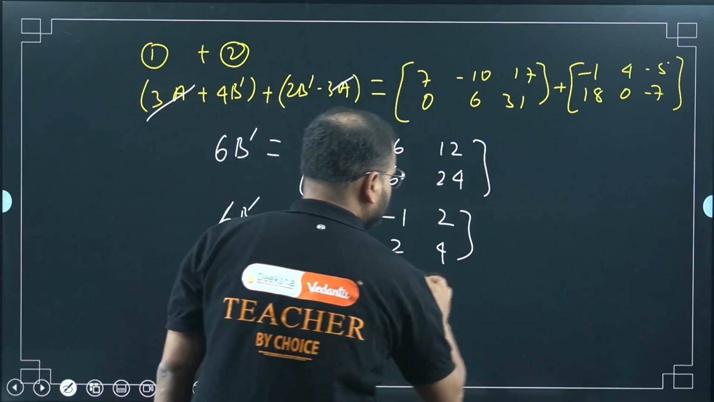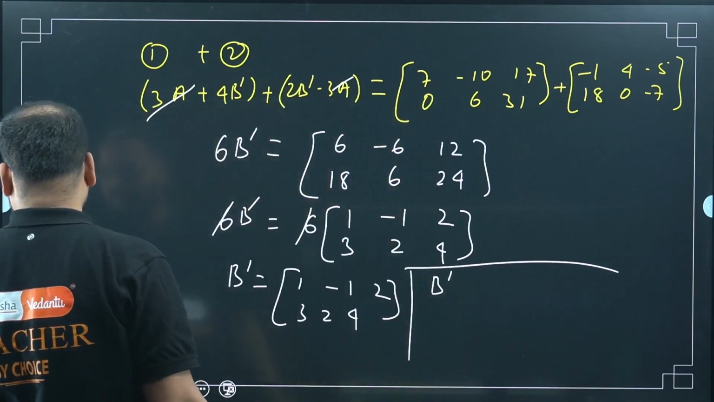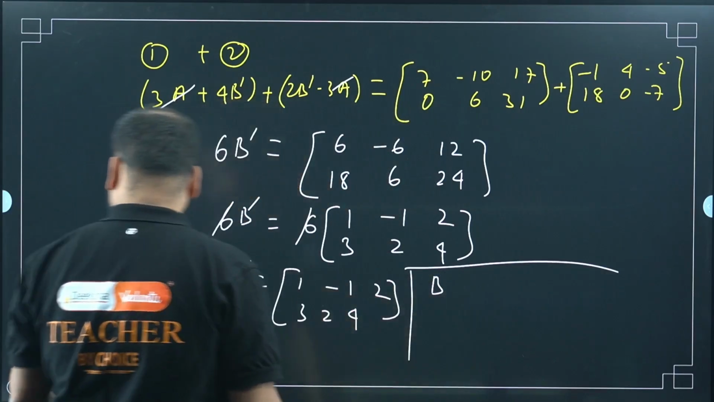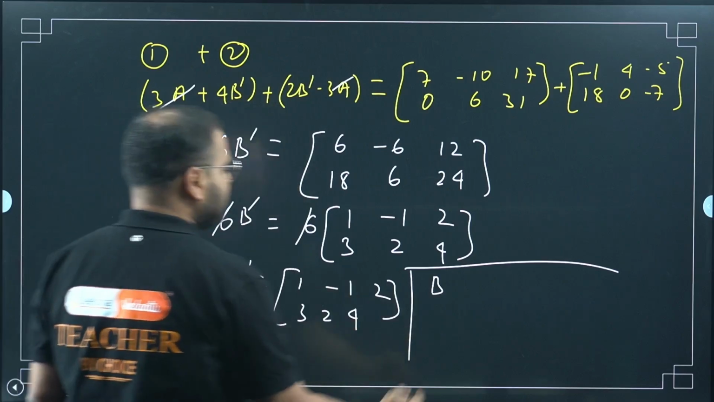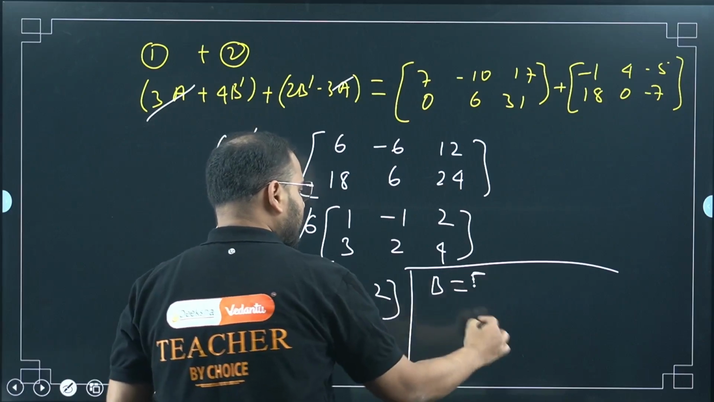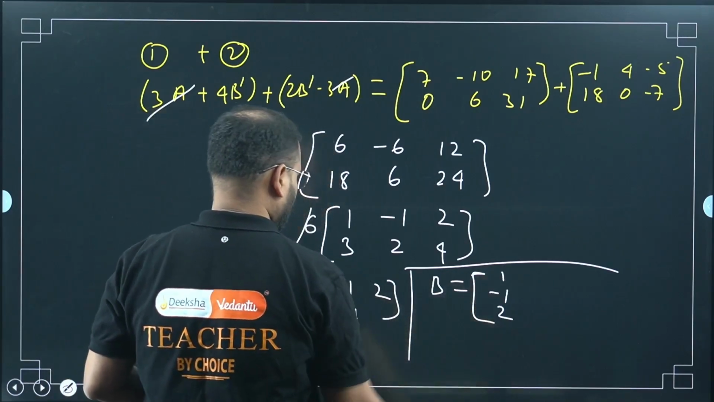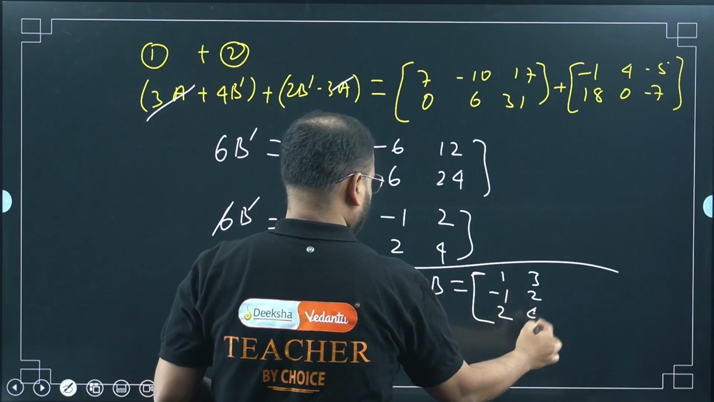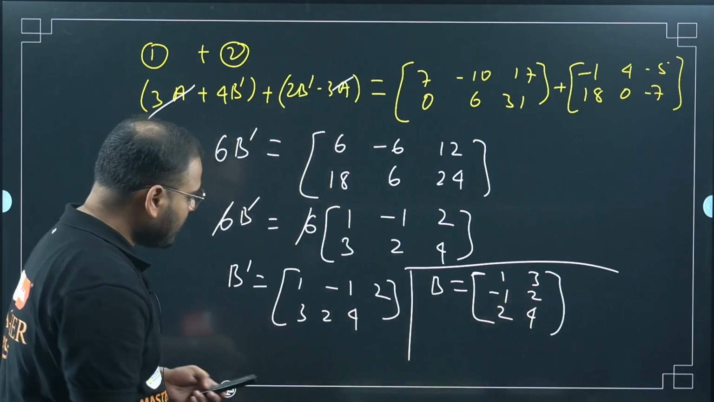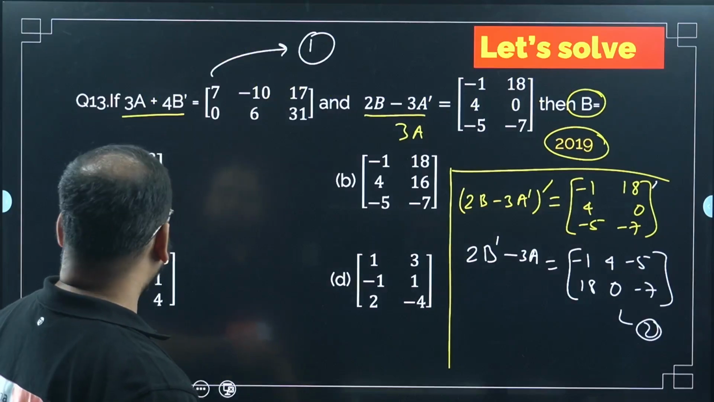But what are they asking in the question? They are asking us b, not b dash, sir. They are asking us only b. So how will this b look like? This b will look like 1 minus 1, 2, 3, 2, 4. Correct? Please check the answer.